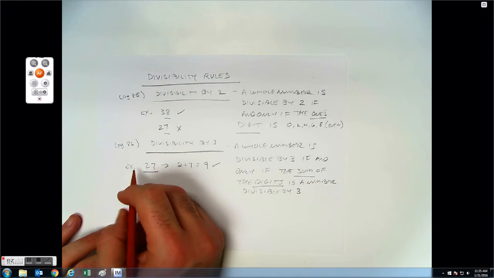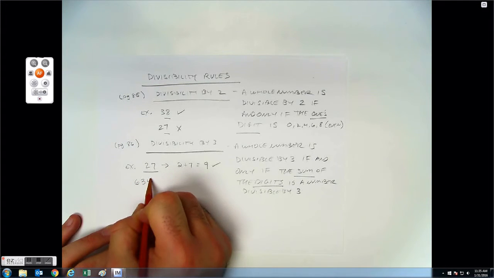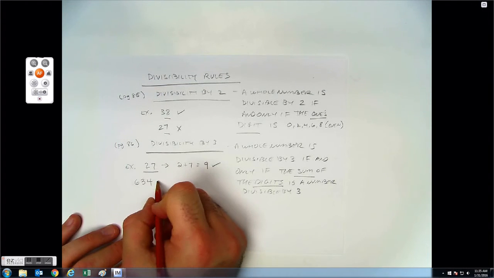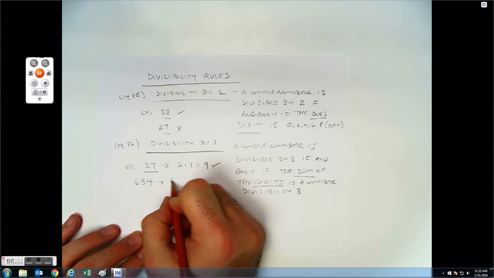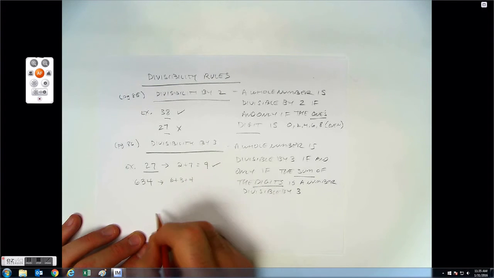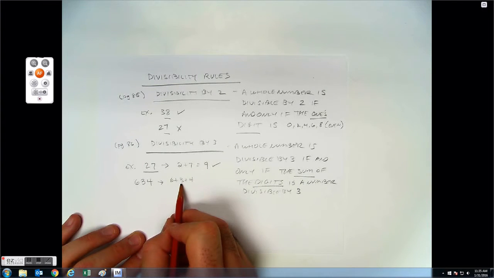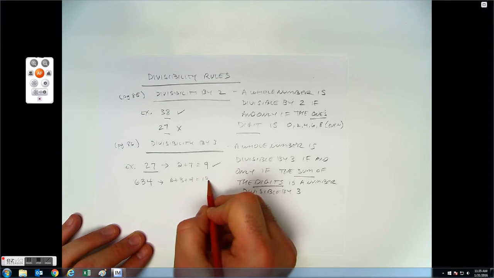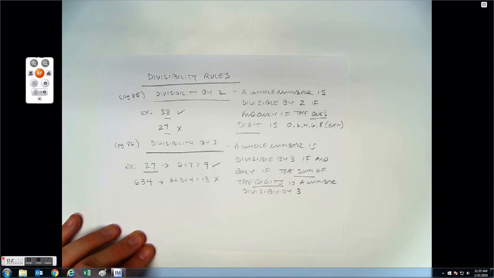Let's use a larger example. I'll just make one up here. What about 634? Okay, again, you ask students, hey, is this number divisible by 3? They maybe, no, yes. But we have a way of finding out for sure. So we'll take these digits, 6 plus 3 plus 4. 6 plus 3 we know to be 9. 9 plus 4 we know to be 13. 13 is not divisible by 3, so this number cannot be divisible by 3.